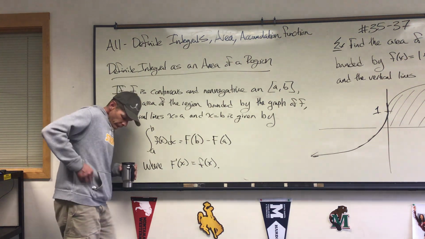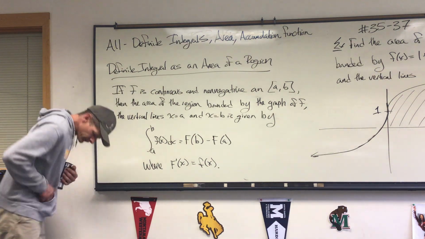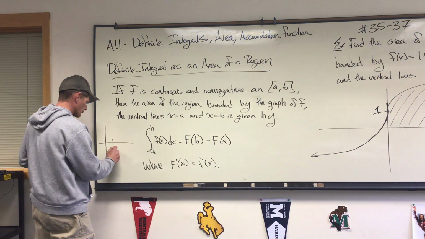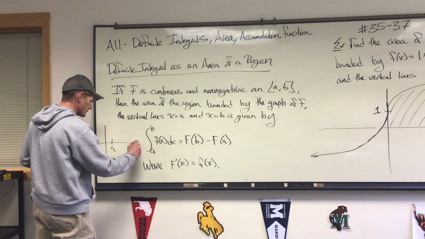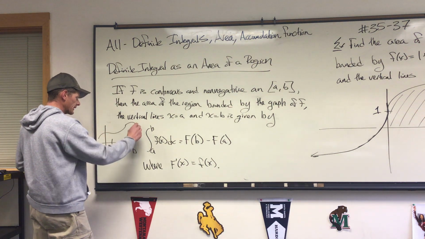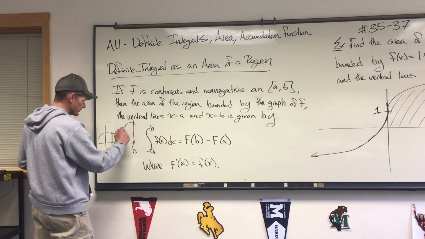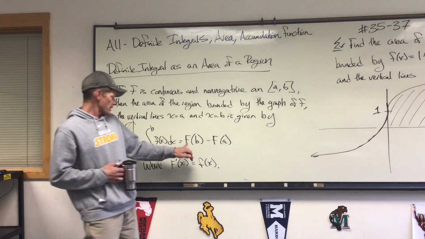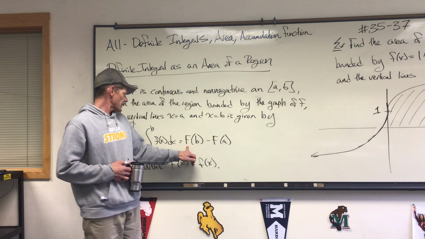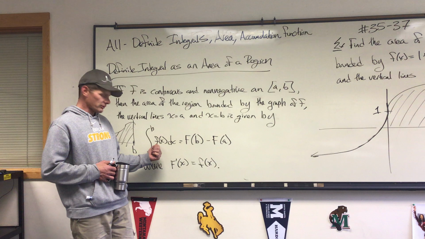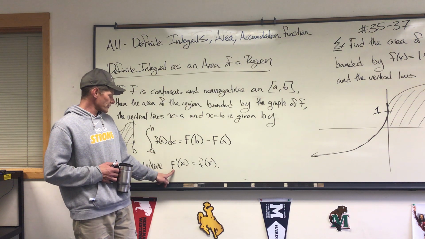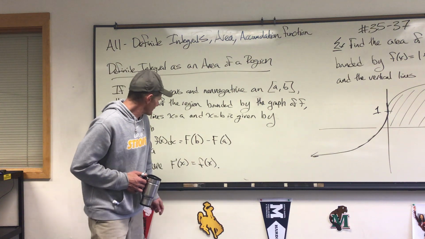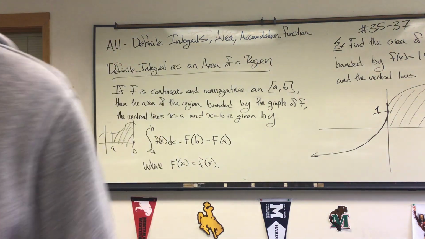So we have some function where a is less than b. It's non-negative on that interval, and we have some lines here, and we're finding this region, okay? Capital F, notice, because capital F is an antiderivative of lowercase f. That is, if you take the derivative of big F, you will get little f again. Okay, so let's do an example, shall we?